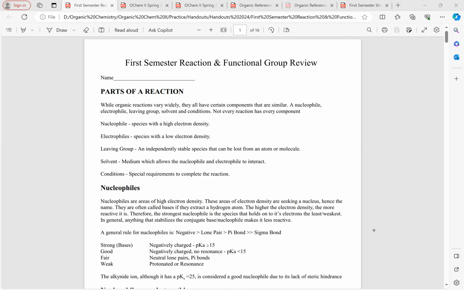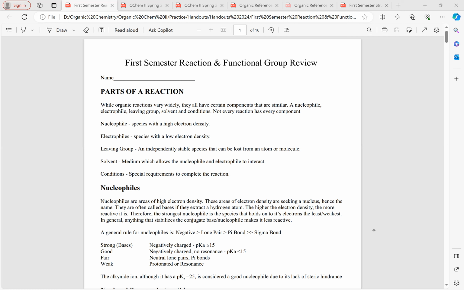Now, I'm not going to go through the entire thing in detail. I'm going to kind of highlight it, but I am going to detail the reactions that you're supposed to know because the first portion of organic chemistry 2 is all about reactions. So we need to get through every reaction, bring everything from OChem 1, and then we get to start synthesizing things. All right, so let's do a brief review of OChem 1.